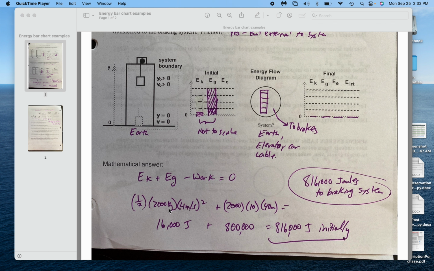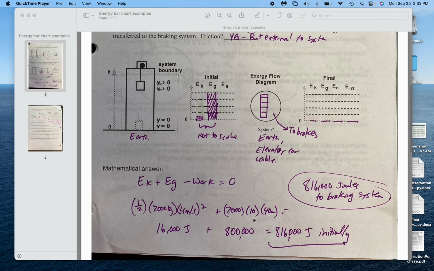Anyhow, 1/2, 2,000 kilograms, 4 meters per second, and you've got to square the 4, so 4 squared is 16. 16 times 2,000 is 32,000, times a half, 16,000 joules of kinetic energy. The gravitational potential energy: 2,000 kilograms times 10 newtons per kilogram. You could also use 9.8, but I like using 10 because it makes my life easier. Times 40 meters of height is 800,000 joules of potential energy. So I have 816,000 joules of mechanical energy initially, and at the end I have 0. Therefore, 816,000 joules has to be transferred to the braking system.